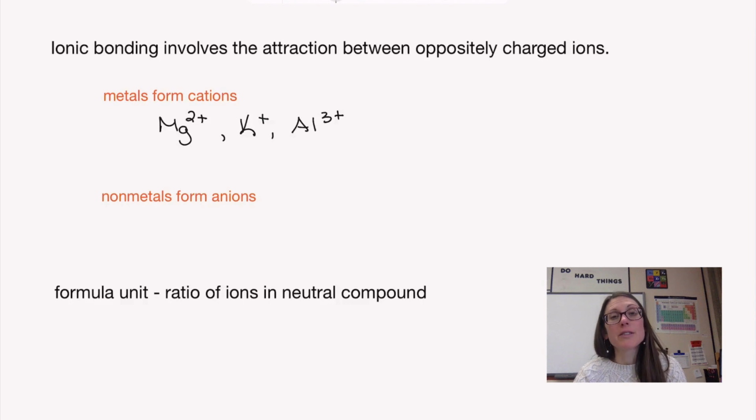Our nonmetals, since their valence shells are almost full, tend to form anions, or ions with a negative charge, things like fluoride, sulfide, oxide, and phosphide.